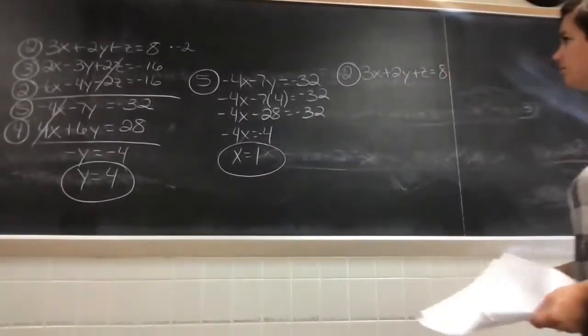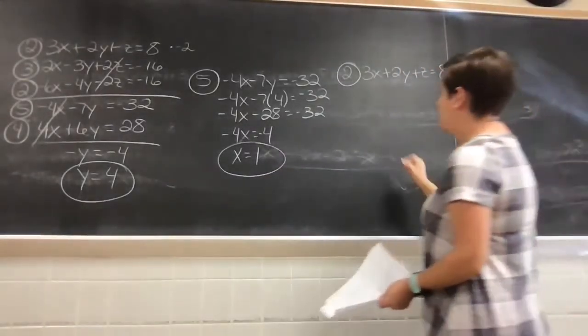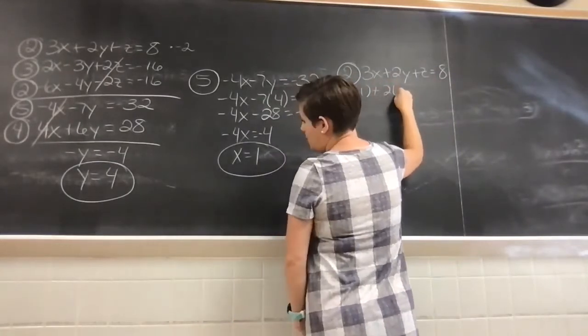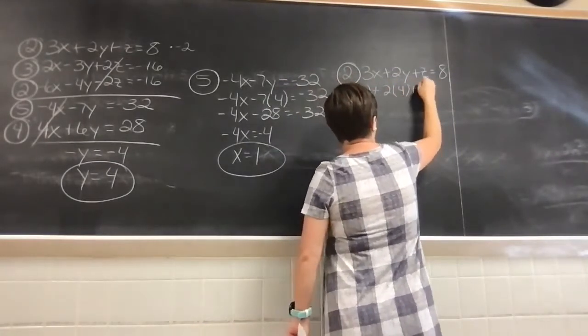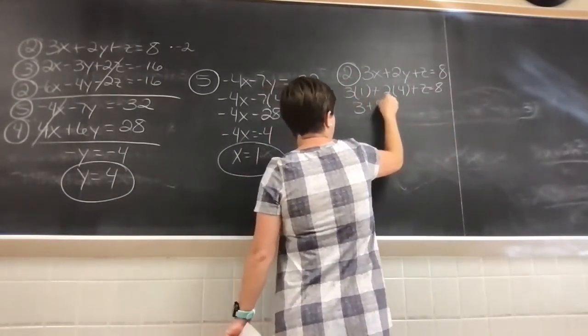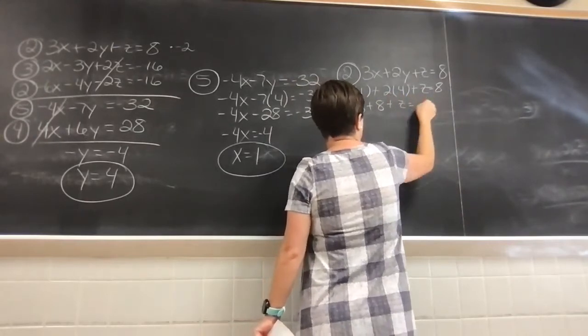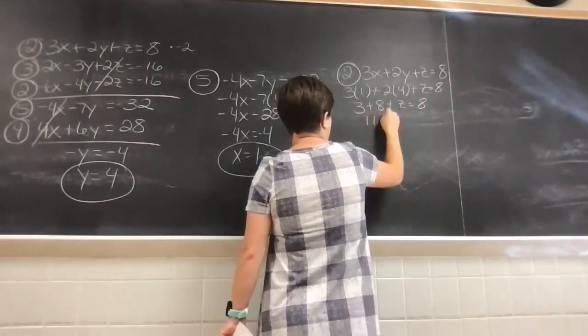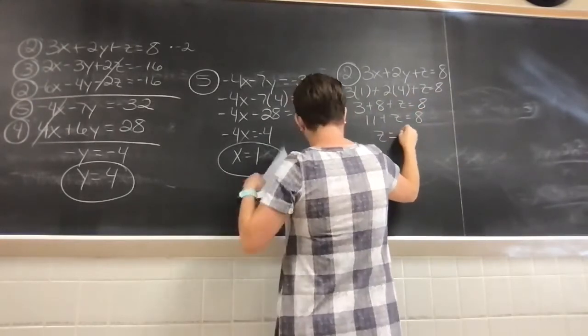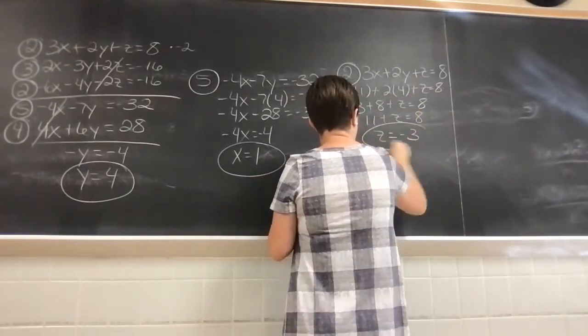There you go. Anywhere there's an x, I plug in 1. Anywhere there's a y, I'm plugging in 4. I get 3 plus 8 plus z equals 8. So I have 11 plus z equals 8. Subtract 11 over, I get z equals minus 3.